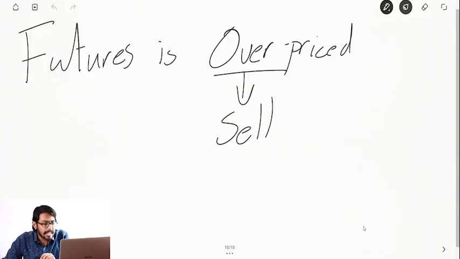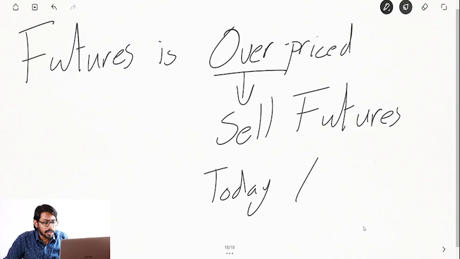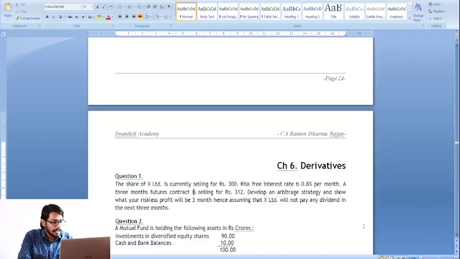Point number one, sell futures. Point number two, when do you sell futures? Do you sell futures today? Or do you sell it after 3 months? Mind you, 3 months future contract is selling for 312. So when do you sell it? Do you sell it after 3 months or do you sell it today?